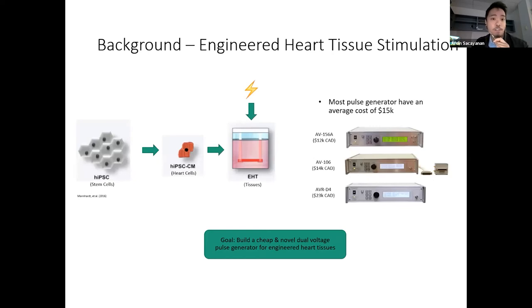In order to make one of those tissues, we want to start off with human-induced pluripotent stem cells. We then differentiate those into cardiomyocytes, denoted as CM. These are basically your heart cells. Once you have those, you can integrate those into scaffolding to create your engineered heart tissue.